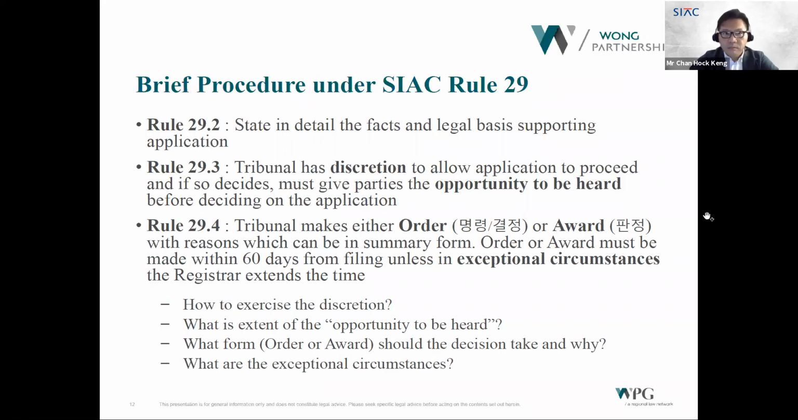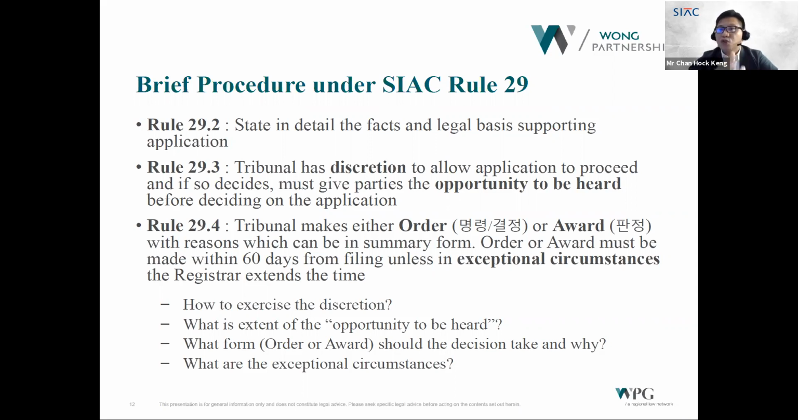Eddie had shown the entire rule, but I'll go on to just briefly explain the process. Rule 29 says that when you apply for summary dismissal, you have to state the facts and legal basis supporting the application. Once the tribunal receives the application, they have a discretion. So you have to cross the first hurdle. You have to convince the tribunal to allow the application to proceed. And if they decide to do so, the tribunal must give the parties the opportunity to be heard before making a decision. Because you have to convince the tribunal to accept the application, when you apply, you should also explain why it is suitable for summary determination.